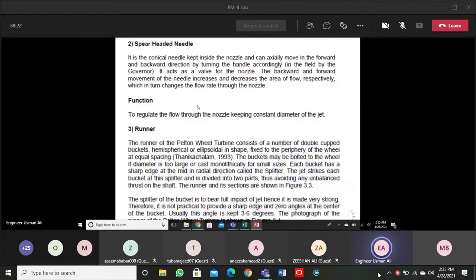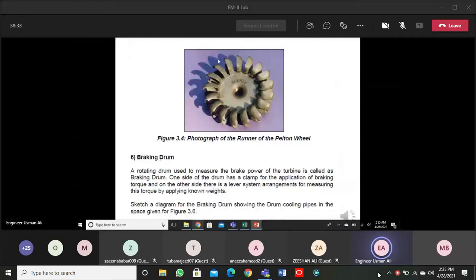Following are the functions of the casing: to provide safety around the runner to avoid accidents. When the runner is moving, there should not be any accident from outside. Something can fall into it and damage the runner, or some other haphazard thing can occur. To avoid this, we provide the casing.